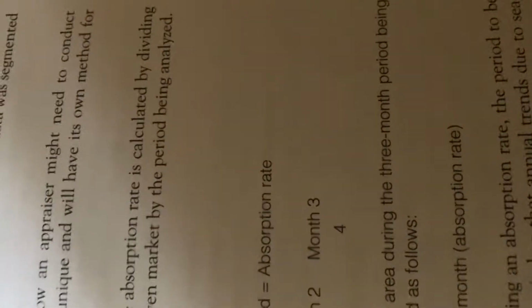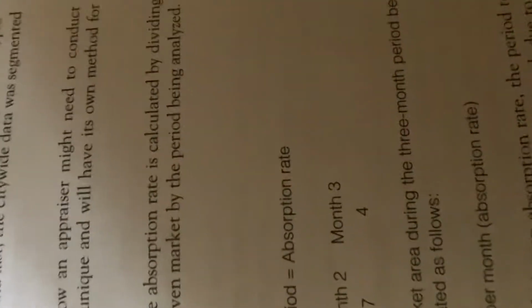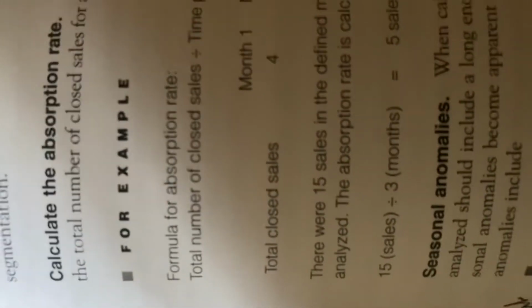Calculate the absorption rate. The absorption rate is calculated by dividing the total number of closed sales for a given market by the period being analyzed. For example, formula for the absorption rate: you take your total number of closed sales and you divide it by a time period. That will equal your absorption rate. So here's your total closed sales.